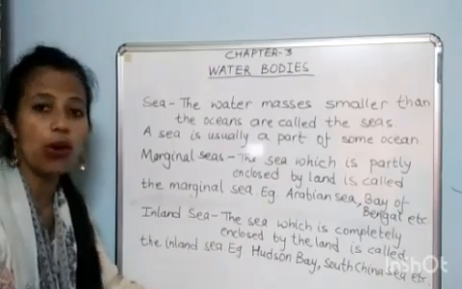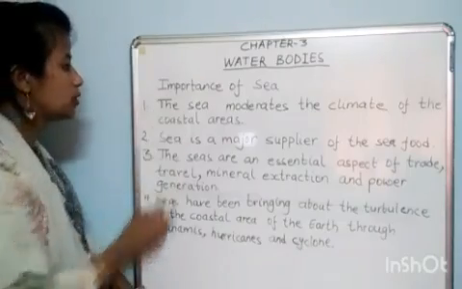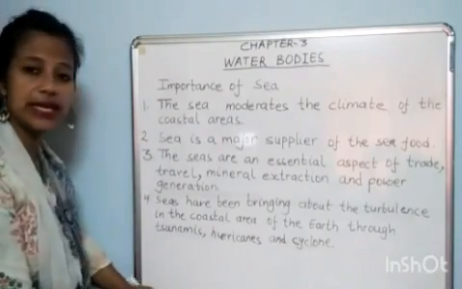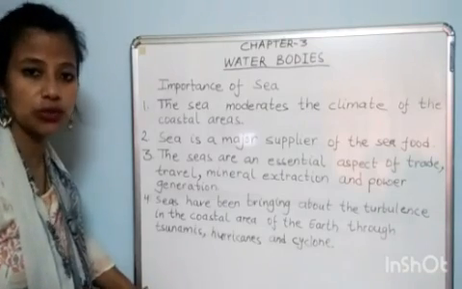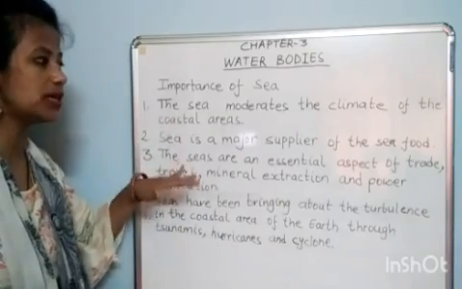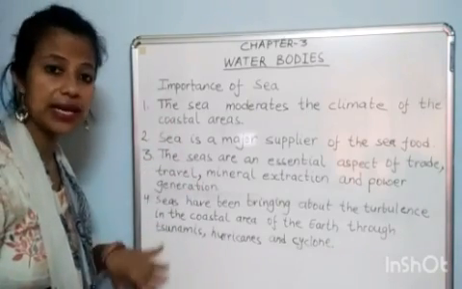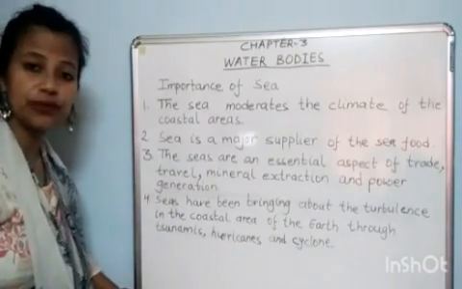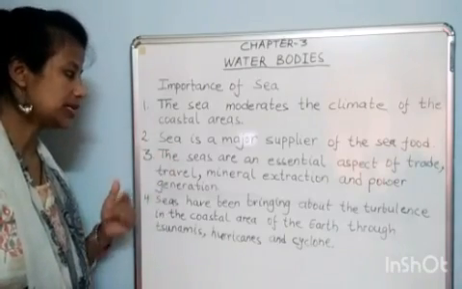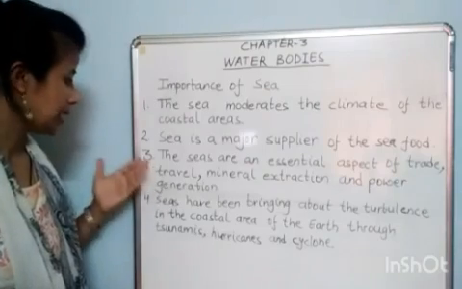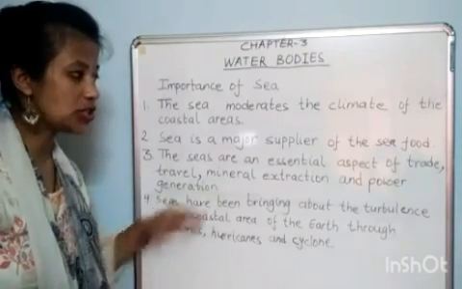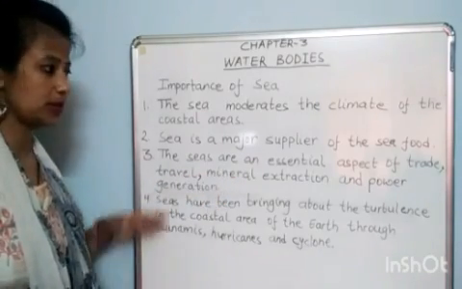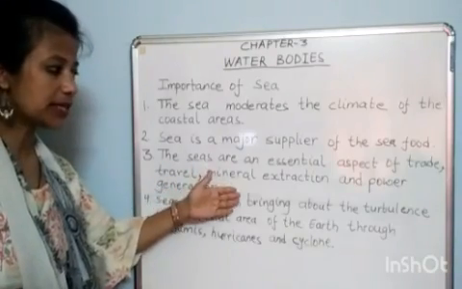Now, importance of seas. The sea moderates the climate of the coastal areas. Moderates means neither too hot nor too cold. Number 2, the sea is a major supplier of seafood. Number 3, the seas are an essential aspect of trade, travel, mineral extraction.